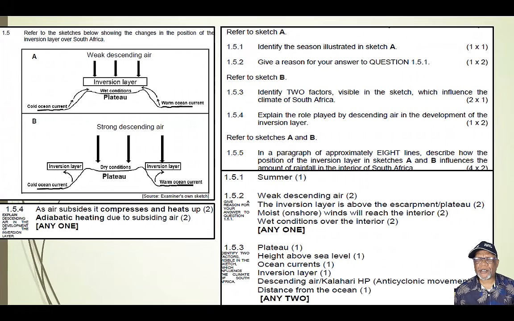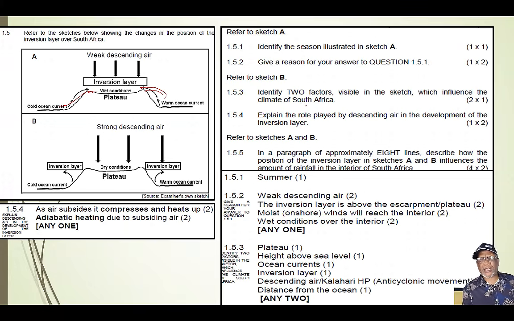Now, here are typical examination questions that you could be asked regarding the influence of these high pressure cells. Identify the season illustrated in sketch A. So sketch A, what do you see? You see the inversion layer being above the escarpment. So this will be summer. Give reason for your answer. We have already given the reason: it is the inversion layer above the escarpment. Weak descending air, and moist onshore winds will reach the interior. So you can see warm, moist air reaching the interior, and then wet conditions over the interior. Those are the reasons why we say this is summer.